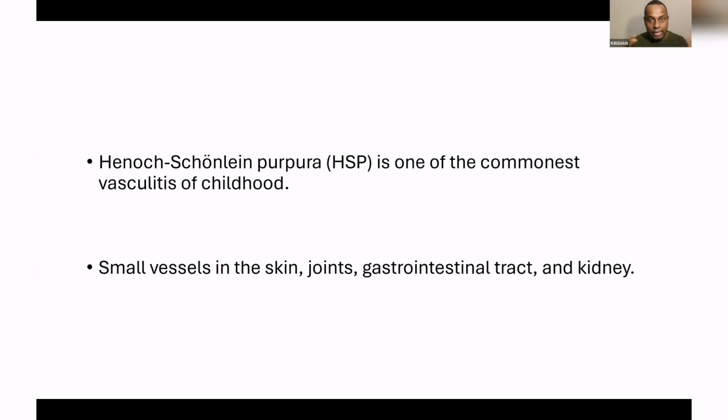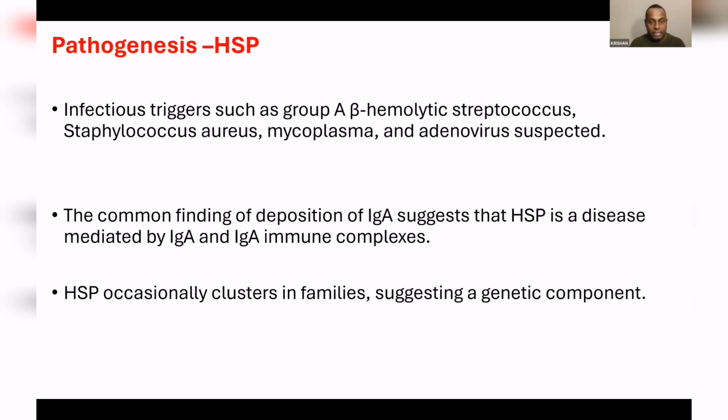Now, to answer these, we need to know a bit of background knowledge about HSP. If they ask, is this common? Yes, this is one of the commonest vasculitis in children. And what vessels are commonly involved? Are they large vessels, medium vessels, or small vessels? They are predominantly small vessels. So that is something that we need to know. And then pathogenesis. This could come in theory exam. A bit of pathophysiology may be tested in theory and science.